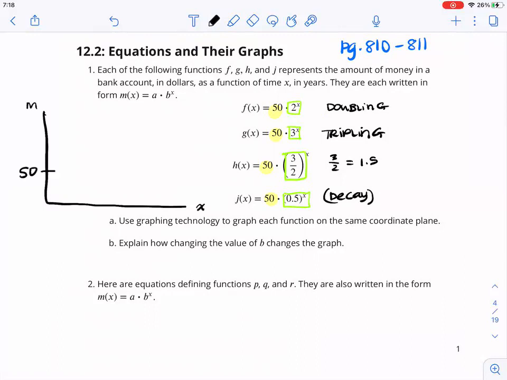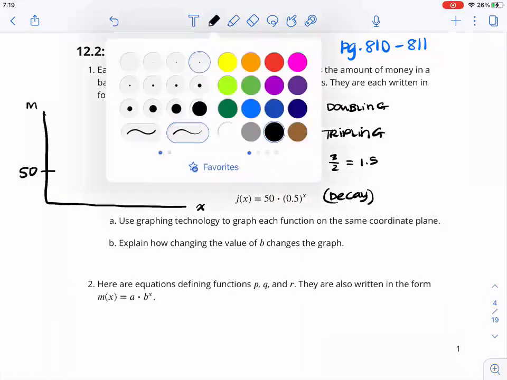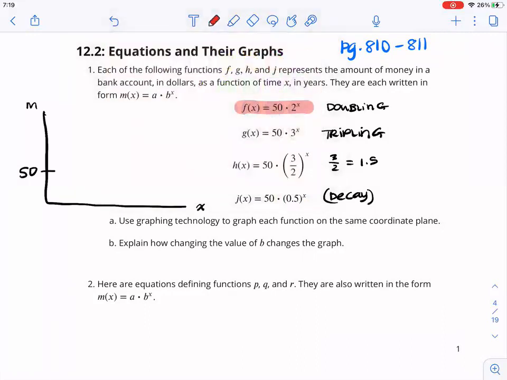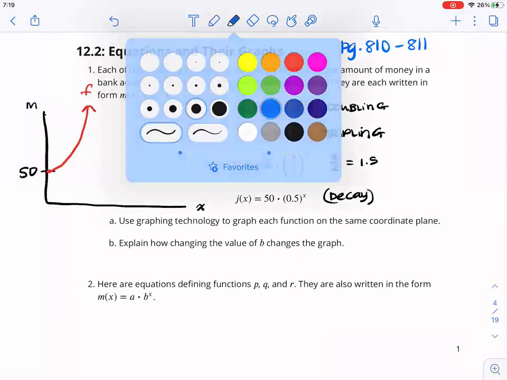And we'll just put 50 on the graph. Okay, so let's get rid of this. All right, let's draw f of x in red. So we know it's going to start at 50, and it's going to double each time. So let's just go like this. Okay, that's f.